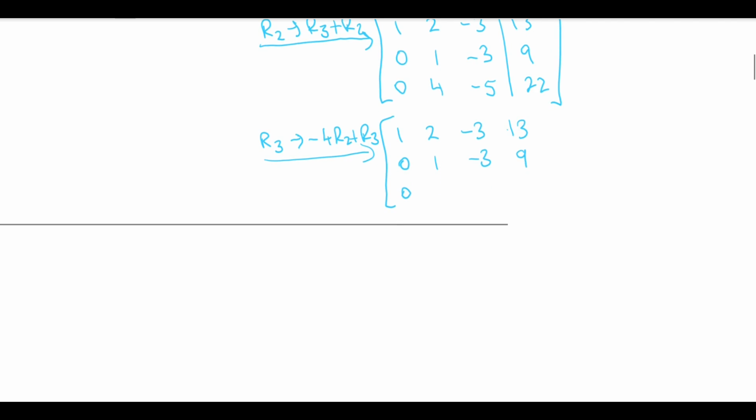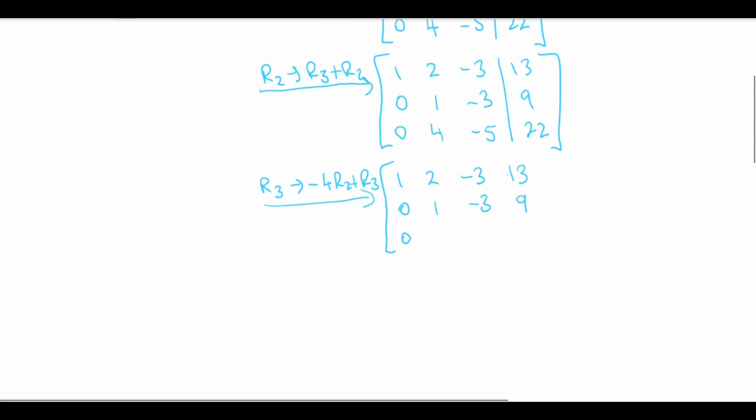Again, this is going to be 0. -4 plus 4 is 0. -4 times -3 is 12. 12 minus 5 is 7. And -4 times 9 is -36. -36 plus 22 is -14. So this is working out nicely.